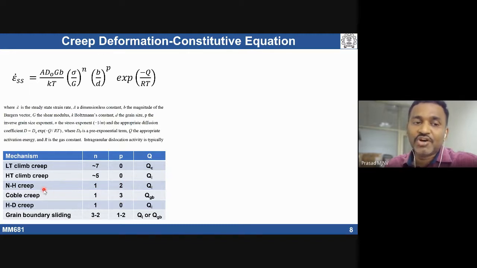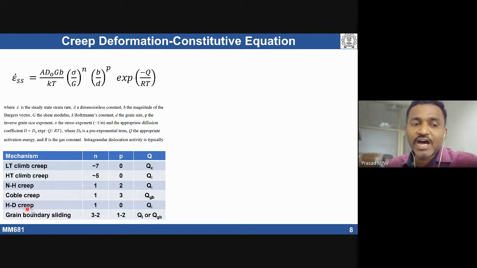When I talk about Nabarro-Herring, we are talking about lattice diffusion. Whereas in Coble creep, when do you say Coble creep? When grain boundary diffusion is the dominant one. That means low temperature and high temperature phenomena. Coble creep is a low temperature phenomenon as compared to Nabarro-Herring creep.